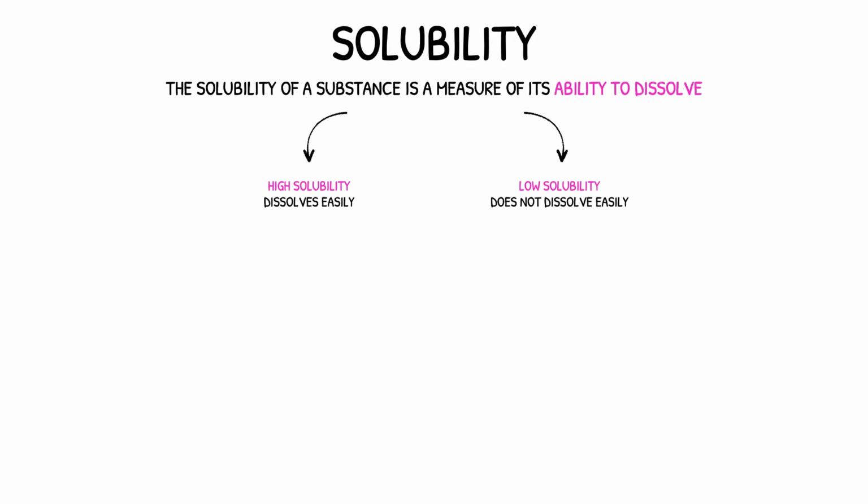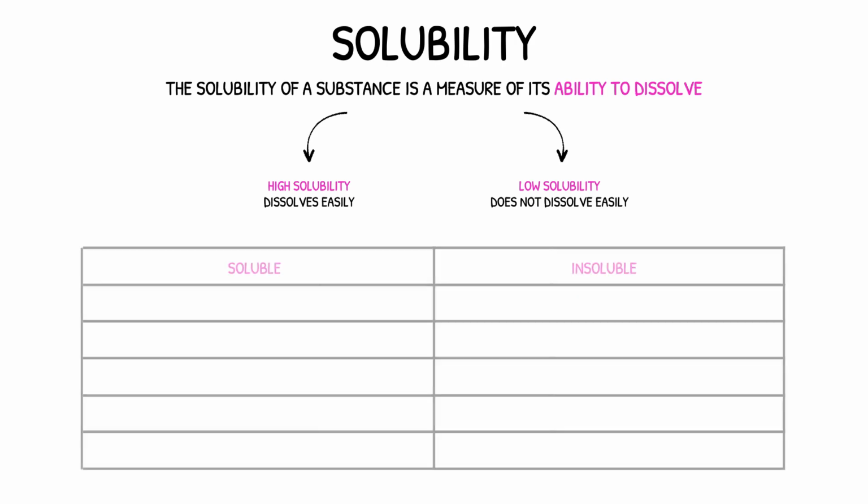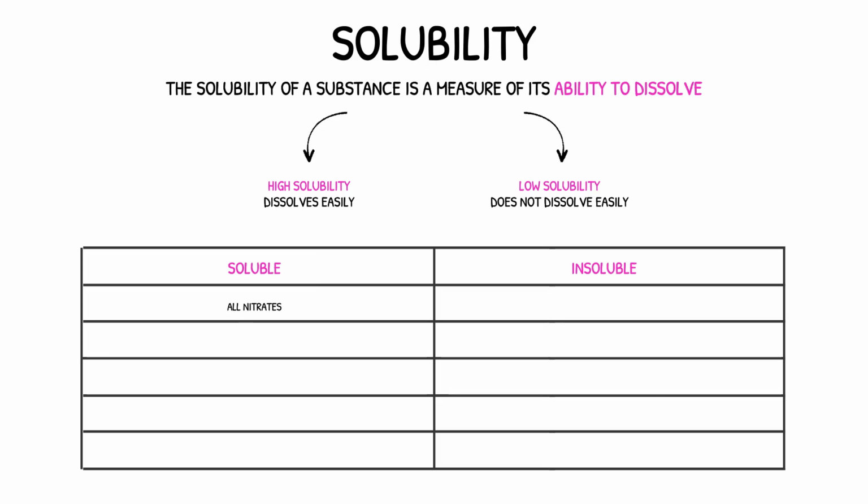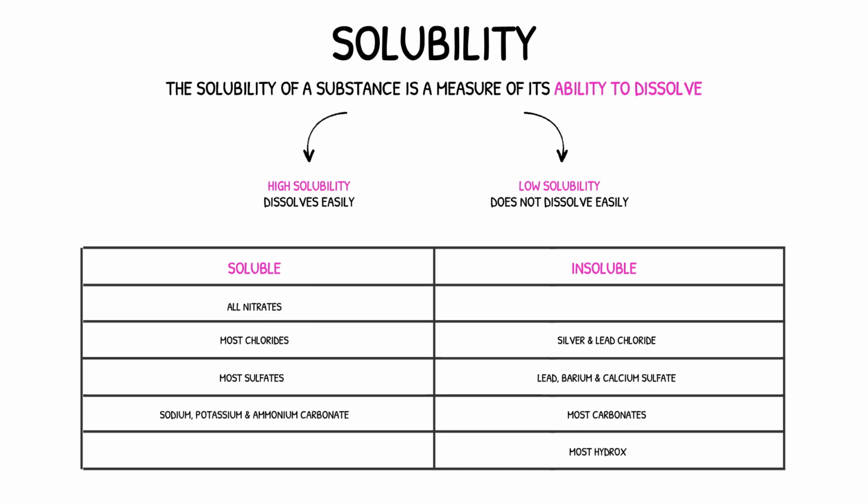We can summarize the solubility of ionic compounds using the table below. All ionic compounds containing a nitrate ion are soluble. Almost all ionic compounds containing a chloride ion are soluble too, with the exception of silver chloride and lead chloride. Ionic compounds containing a sulfate ion are soluble, excluding lead, barium, and calcium sulfate. Most common carbonates are insoluble, with the exception of sodium, potassium, and ammonium carbonate. And most hydroxides are insoluble too, excluding sodium, potassium, and ammonium hydroxide.